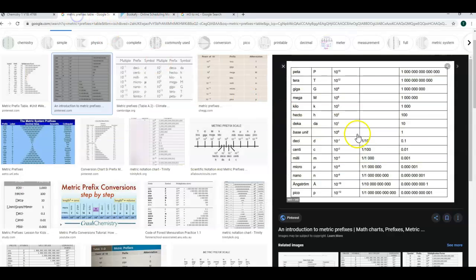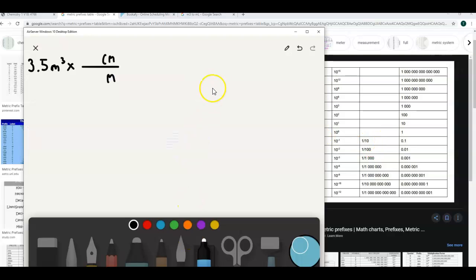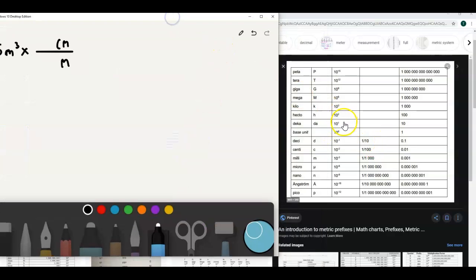And remember, my metric prefixes don't tell us about cubed values. They just tell us about the basic one-dimensional value. So what I mean by that is if I'm trying to figure out centimeters and meters, this tells me that there are 0.01 meters in a single centimeter. Okay, 0.01 meters in a single centimeter, right?